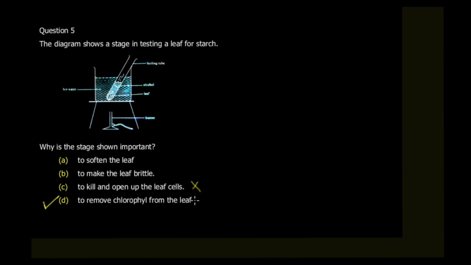There are two parts in which we boil when you're testing for starch. The leaf, we boil in water to open up the cell. This one we use water, and then when we boil in ethanol or alcohol, we are boiling it to remove the chlorophyll from the leaf. Okay, so let's quickly move to question 6.